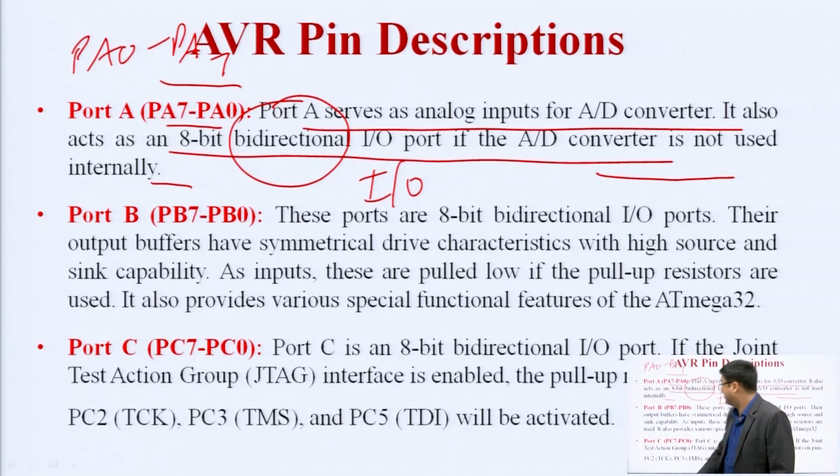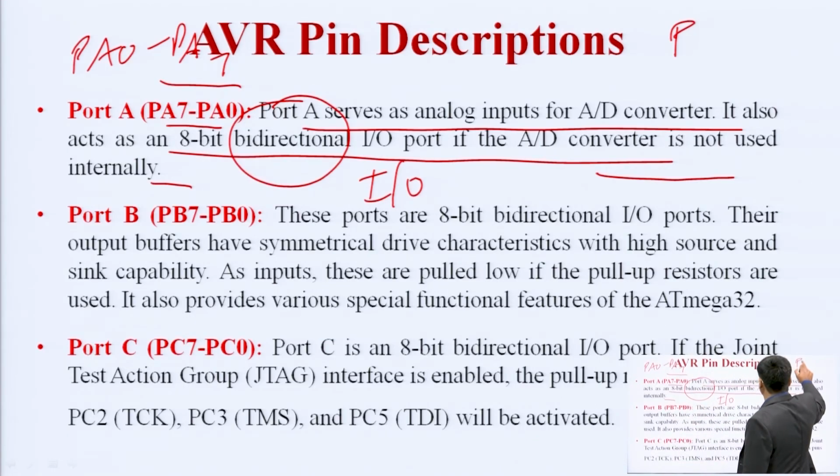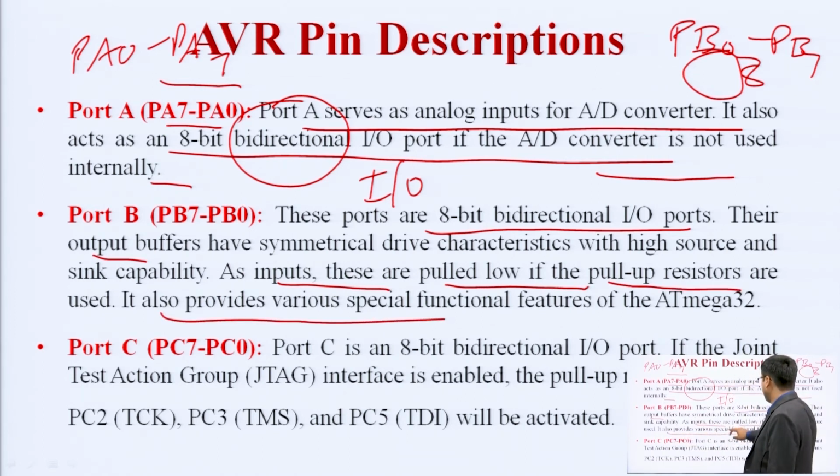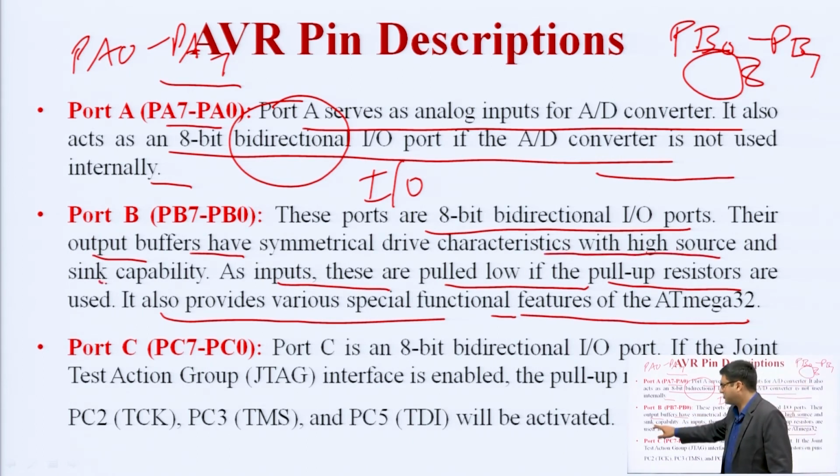After that, there is port B. Port B varies from PB0 to PB7, so the count is 8. This is also a bidirectional input output port. At one time it can work as either an input or an output. When used as inputs, these pins are pulled low if the pull-up resistors are used. It also provides various special function features of the ATmega 32. As an output, it has symmetrical drive characteristics with high source and sink, meaning it can handle a large current, so its current carrying capacity is more.